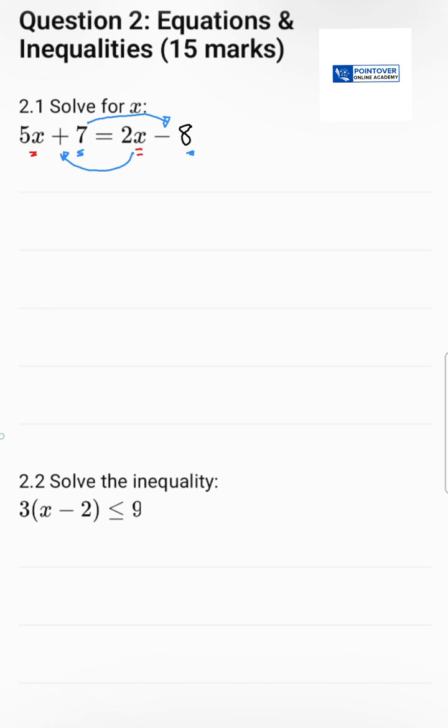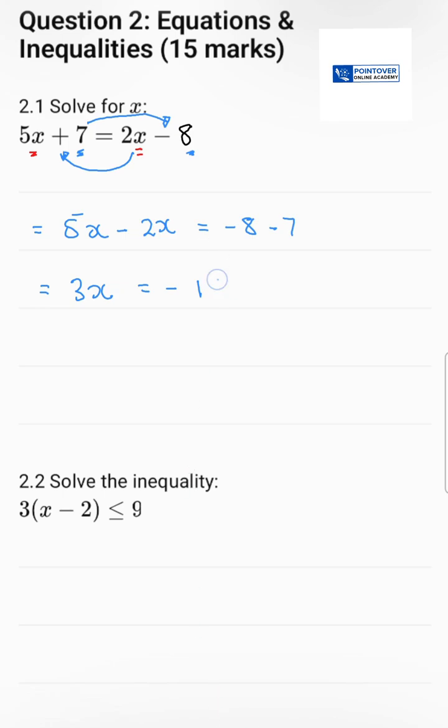So here we're going to have 5x. Since we're taking 2 to this side and it's positive, when it comes to this side, it's going to be a -2x equals -8. 7, when it goes that side, becomes a -7. And then here we'll have 5x. If I have 5x and I subtract 2x, I'll be left with what? With 3x equals -8 minus 7, which is -15.